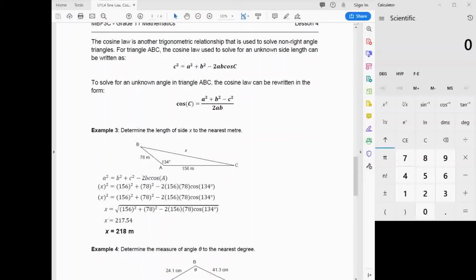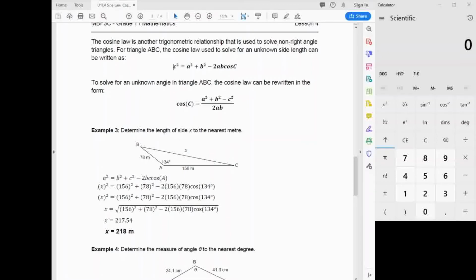So there are two ways of writing this as well. To solve for a side, this is the method that's used. And to solve for an angle, we write it this way. Now again, this isn't written as a triple equation just because we don't have the ability to do that, but we can replace C with any other letter here.